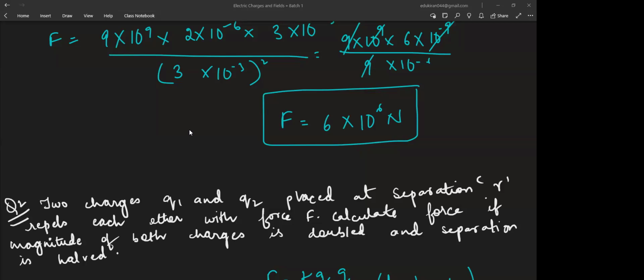Now, the second case, the second condition which is given to us: the magnitude of both the charges is doubled and the separation is half. So instead of having Q1, this becomes 2Q1.